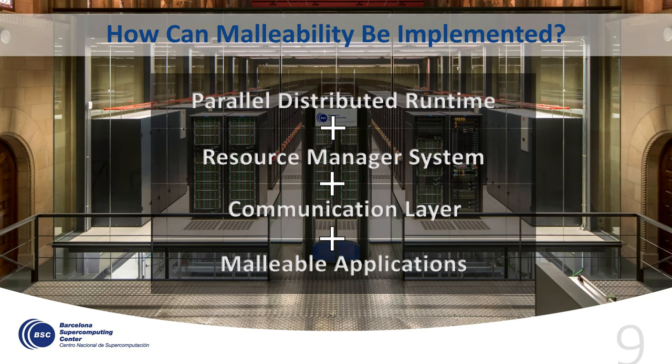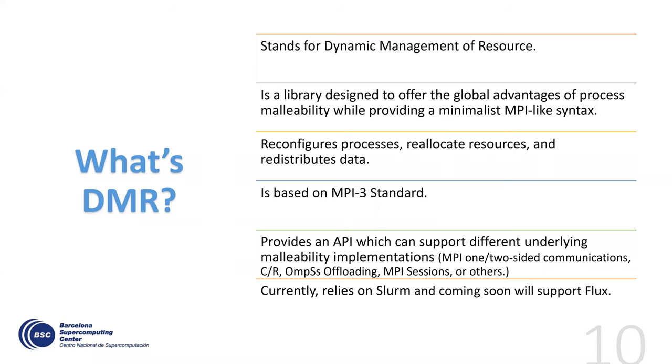and malleable applications themselves. So the solution is DMR, which stands for Dynamic Management of Resources. It's a library designed to offer the global advantages of process malleability while providing a minimalist MPI-like syntax. It reconfigures processes, reallocates resources, and redistributes data. It's based on the MPI 3 standard and provides an API which can support different underlying malleability implementations. Currently, it supports SLURM, and coming soon will support Flux Resource Manager.